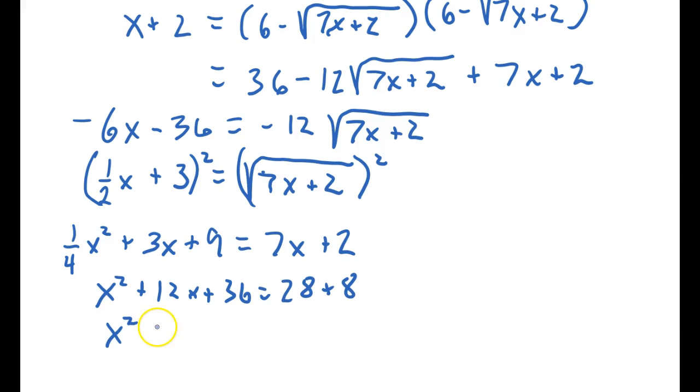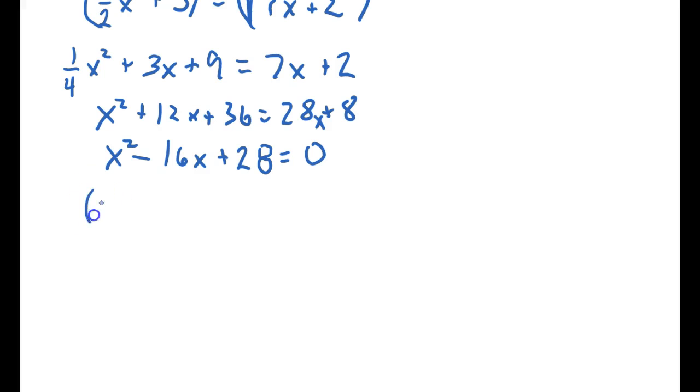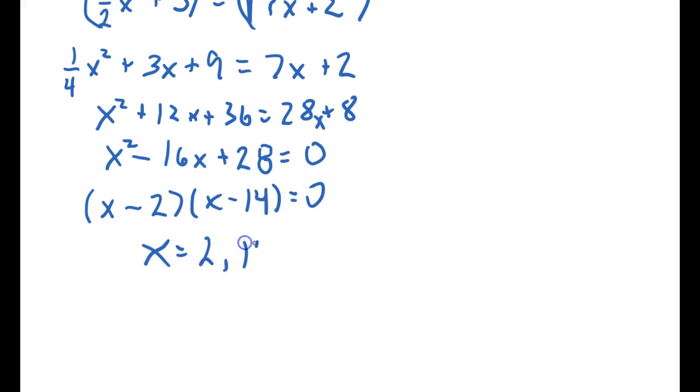So x squared, 28x. So x squared minus 16x plus 28 equals 0. And this factors into x minus 2, x minus 14. So x equals 2 and 14.